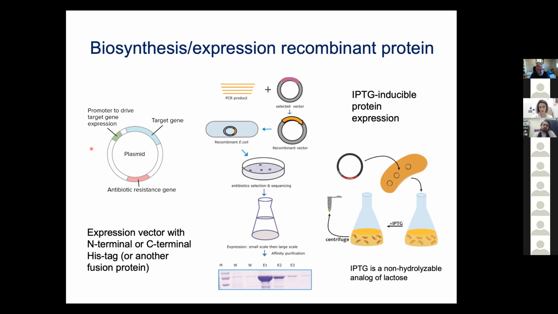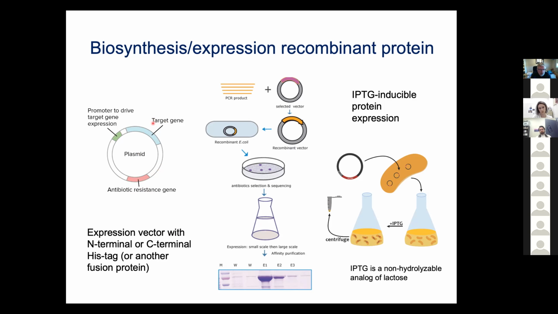So these are plasmids, circular pieces of DNA, which have an antibiotic resistance gene, which allows you to select for them, right? Only bacteria that have this plasmid with this resistance gene will be able to grow on antibiotics, so other bacteria can't contaminate it. You need a promoter to drive the target gene expression, and then you put your target gene in there. So let's say this is your expression vector.